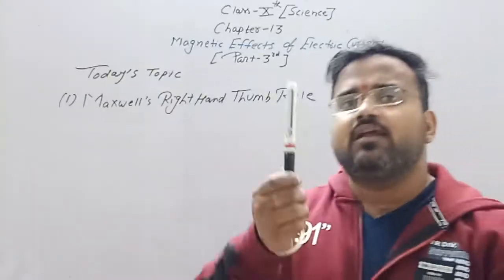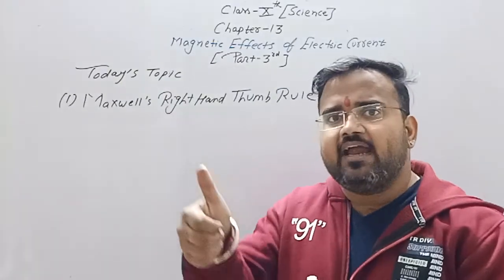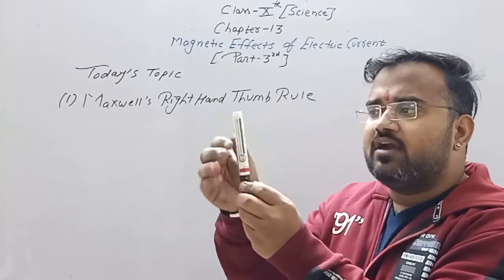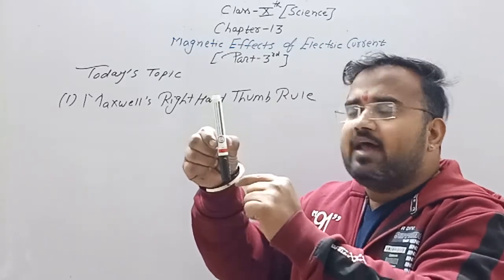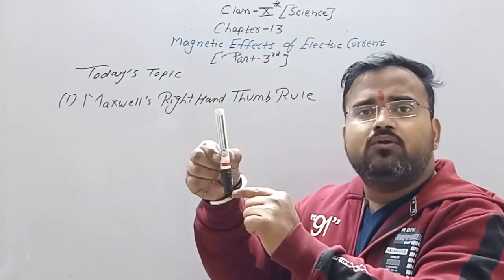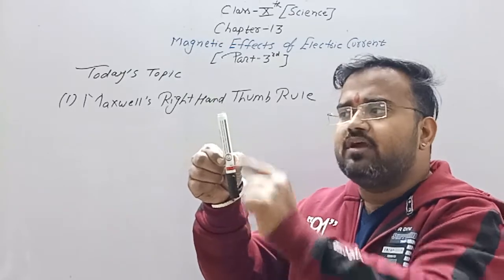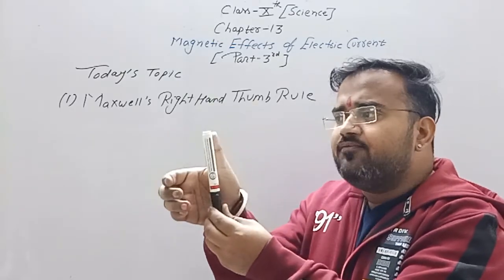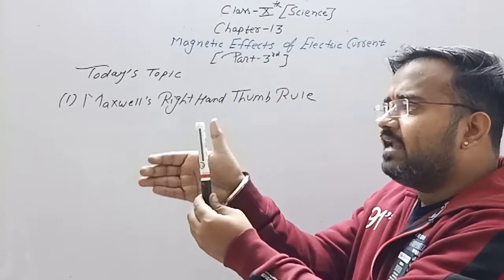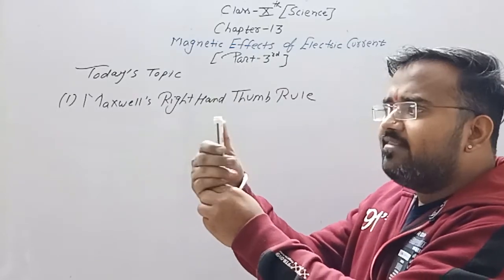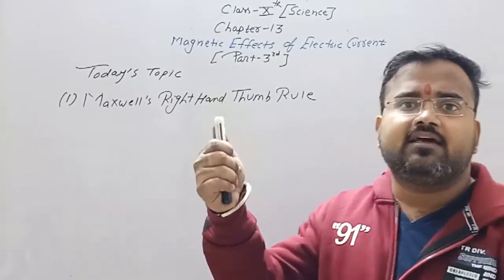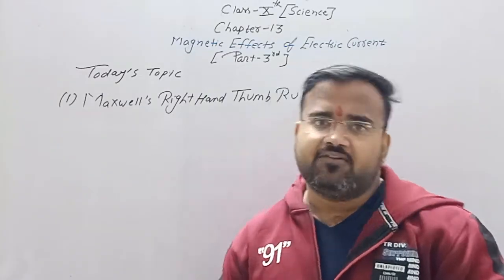So we'll hold the current carrying conductor in such a way that the thumb indicates the direction of current. Suppose the direction of current is from lower to upward, from downside to upward. So the thumb will indicate the direction of current, and the finger encircling the conductor indicates the magnetic field lines.